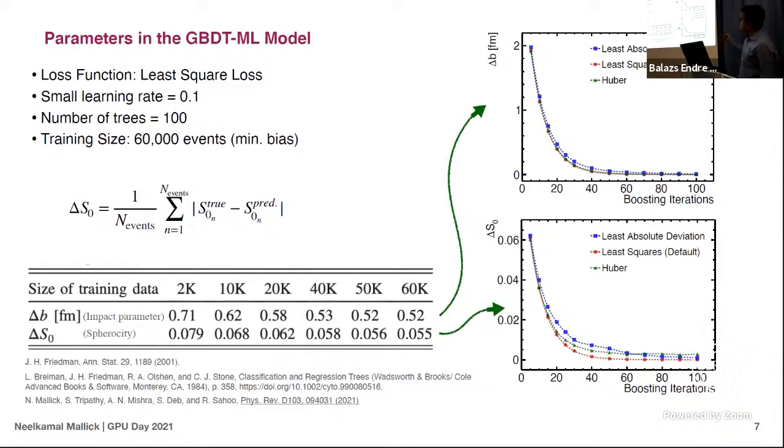You can see the comparisons for the different loss functions over here: least absolute deviation, least squares, and the Huber loss. We see that all three loss functions perform fairly nicely. Finally, for the sphericity, we see that the least squares actually performs better. The difference between these methods at the 100th iteration can be taken as the systematic uncertainty for these estimations through the GBDT model.